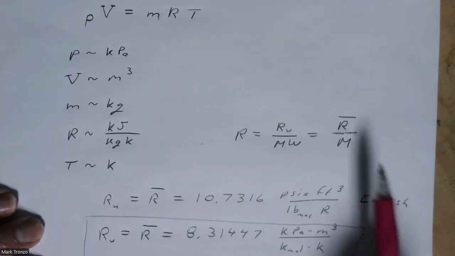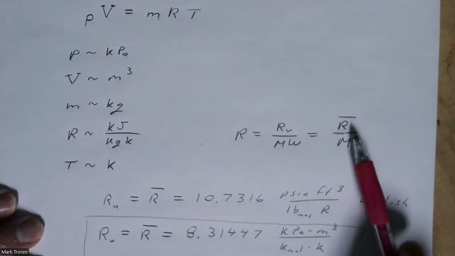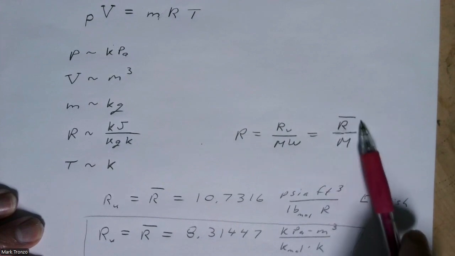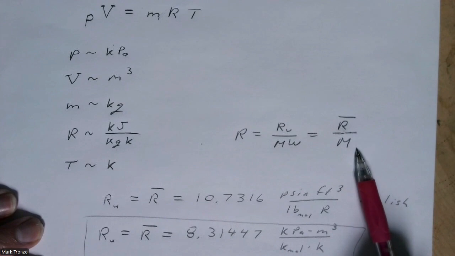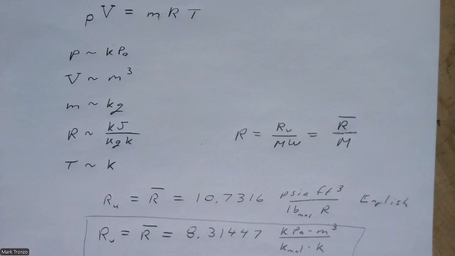Now, some books, like the book I'm going to be using, give you this tabulated already. It gives you the universal gas constant divided by the molecular weight for each substance. So in that case, you don't have to actually calculate that.